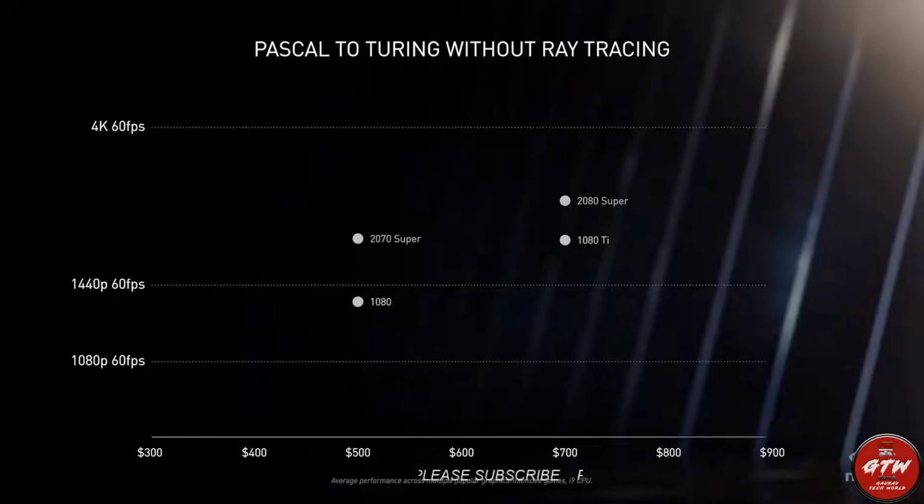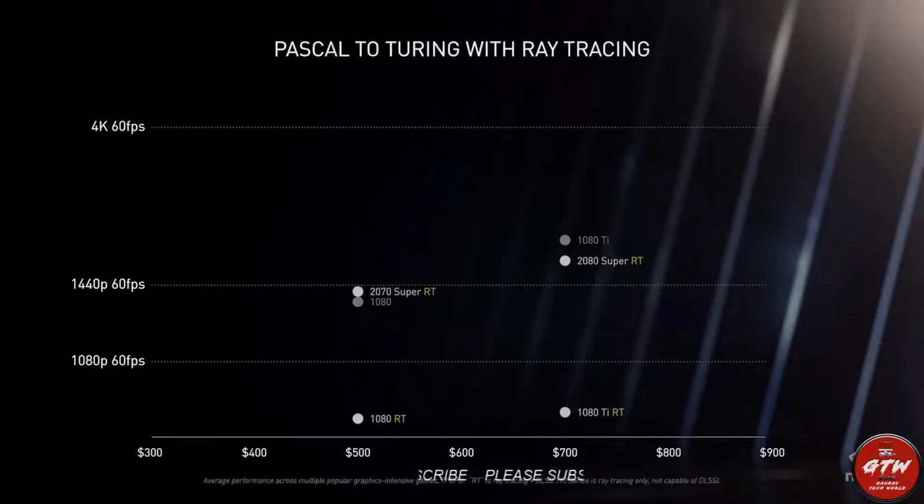Every couple of generations, the stars align, as it did with Pascal, and we get a giant generational leap. Pascal was known as the perfect 10. Pascal was a huge success and set a very high bar. It took the Super family of Turing to meaningfully exceed Pascal on game performances without ray tracing. With ray tracing turned on, Pascal, using programmable shaders to compute ray triangle intersections, fell far behind Turing's RT core. And Turing with ray tracing on reached the same performance as Pascal with ray tracing off.